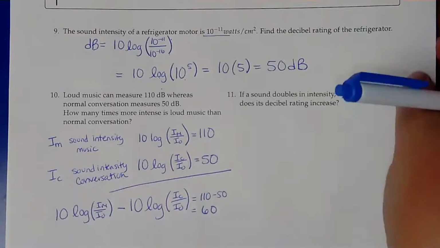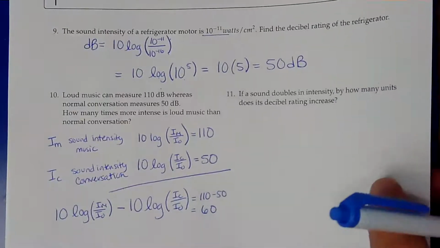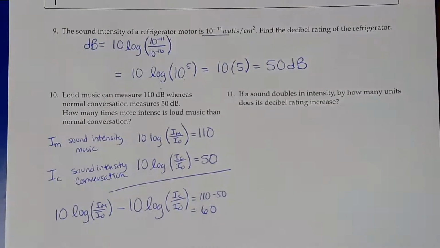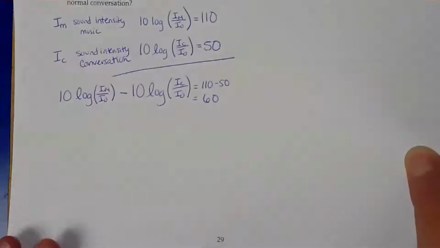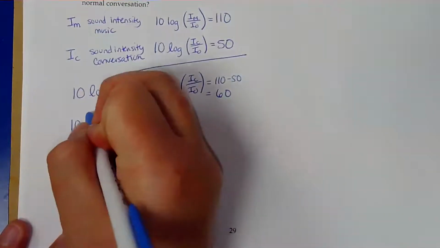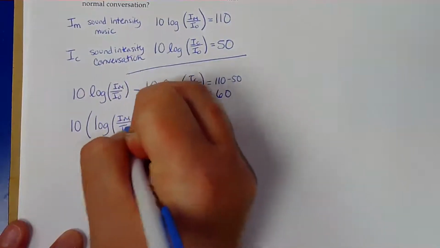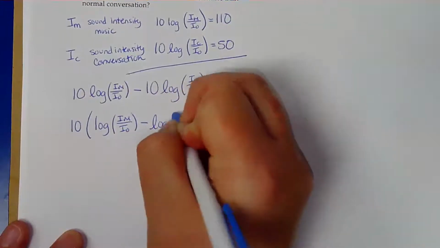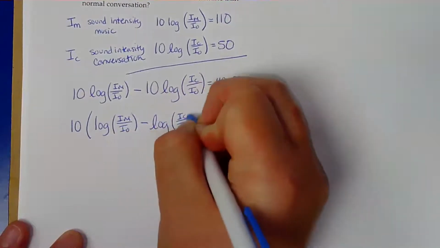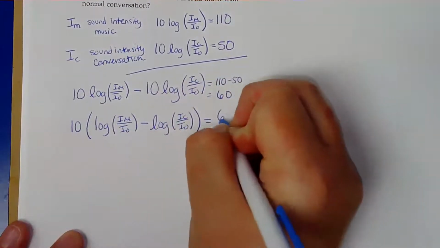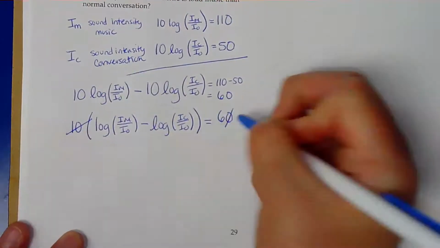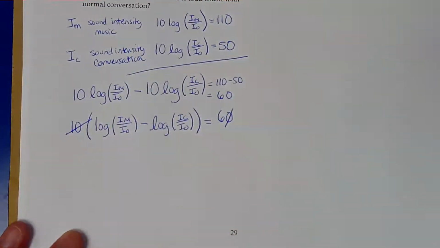Now I can factor a 10 out of both of those logs on the left, and divide that over to the other side. If I pull that 10 out, I get log of IM divided by I0 minus log of IC divided by I0 is equal to 60. And if I divide that 10 over, it's now just equal to 6. So I have log of IM over I0 minus log of IC over I0 is equal to 6.